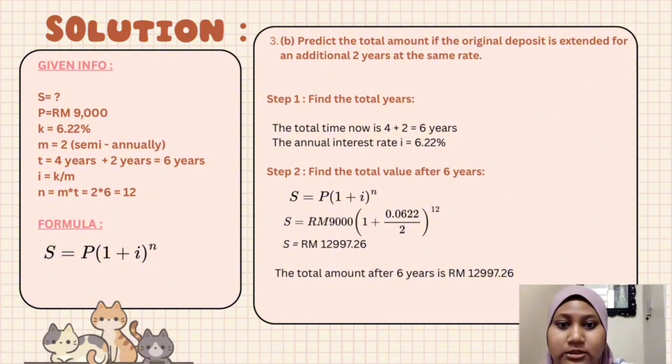So the equation will be S equals 9,000(1 + 0.0622/2)^12. Just put this equation in our calculator, and the answer will be 12,997.26. So this is the total amount after 6 years.